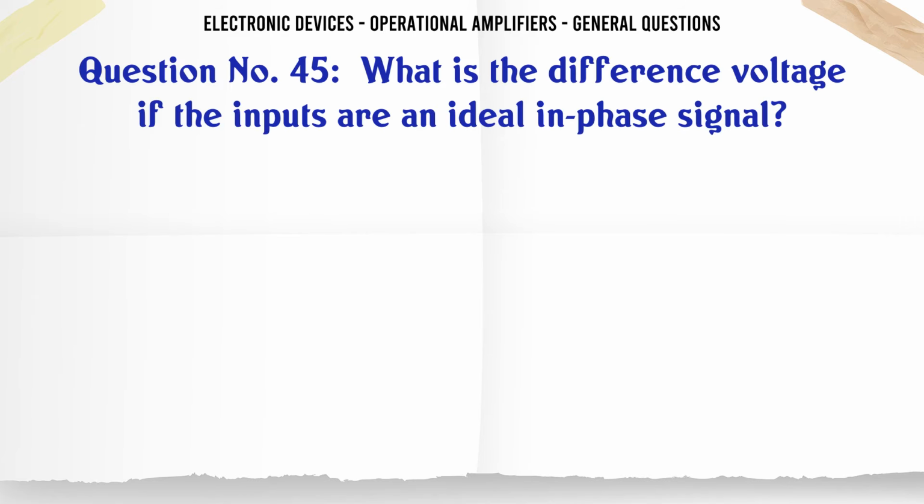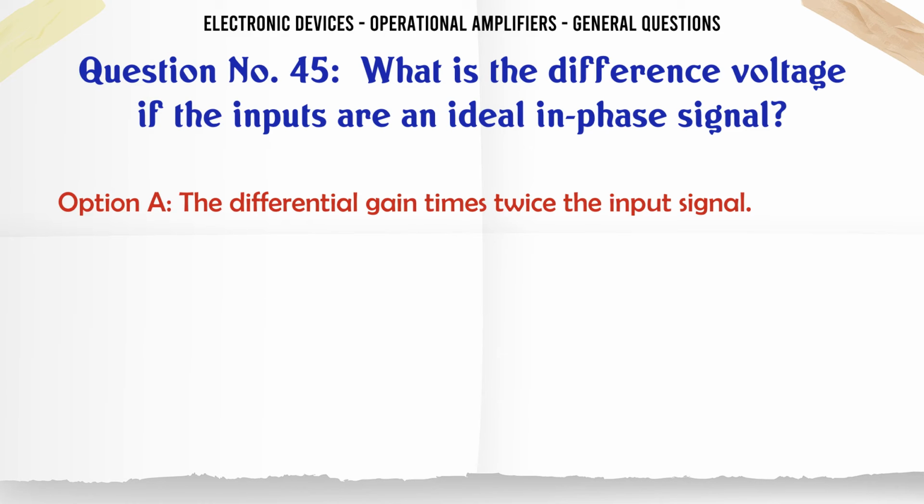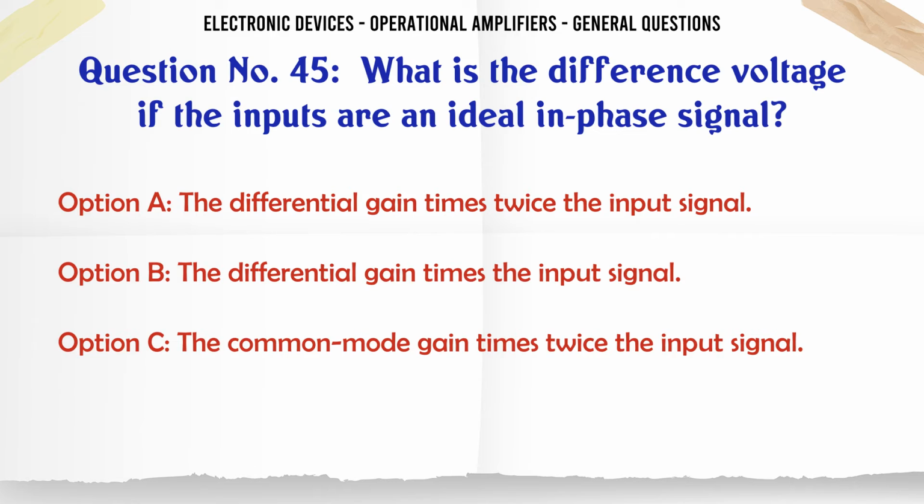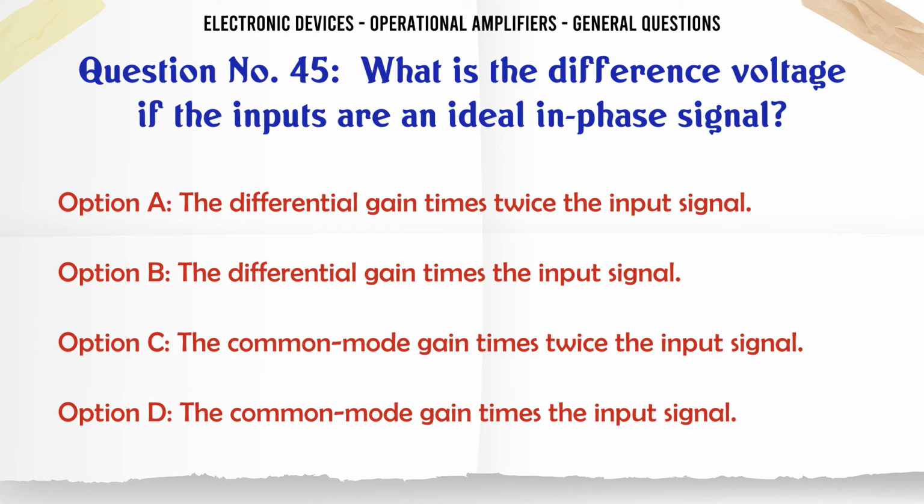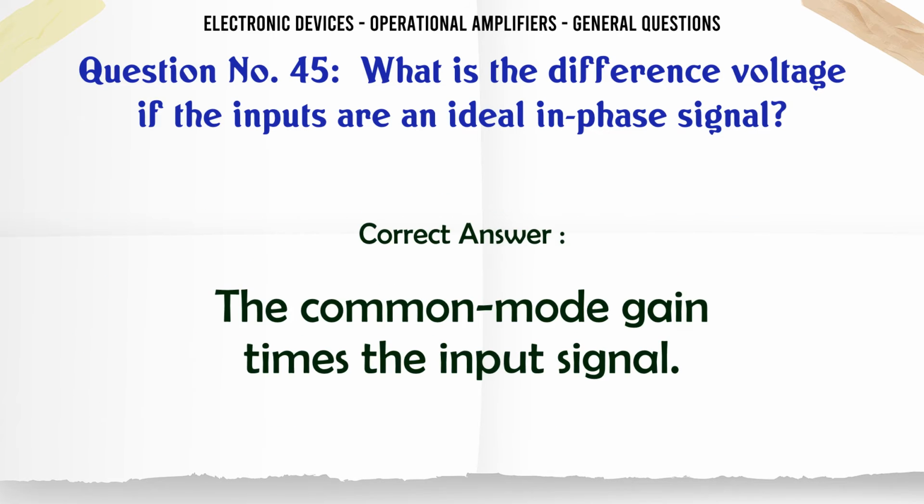What is the difference voltage if the inputs are an ideal in-phase signal? A. The differential gain times twice the input signal. B. The differential gain times the input signal. C. The common mode gain times twice the input signal. D. The common mode gain times the input signal. The correct answer is the common mode gain times the input signal.